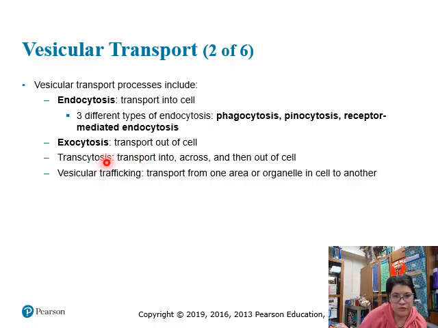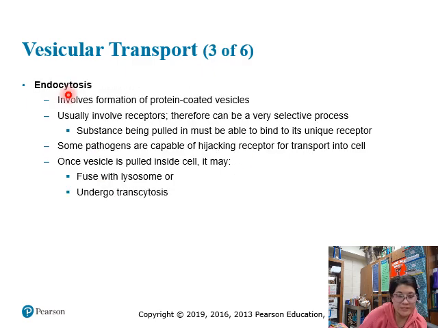And then you have also transcytosis and vesicular trafficking. So those are like other versions. Okay, endocytosis. What happens is a piece of the membrane is going to engulf the substance and then grab it and kind of like amoeba-like fashion, bring it in and pinch off, and then it's inside the cell. So it's going to make a little vesicle.